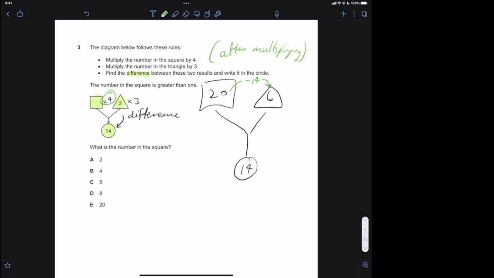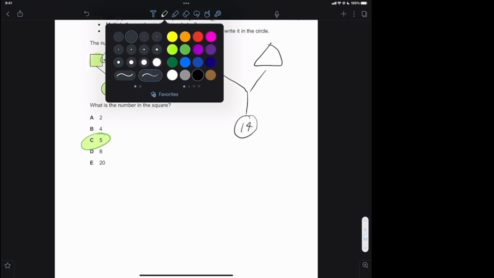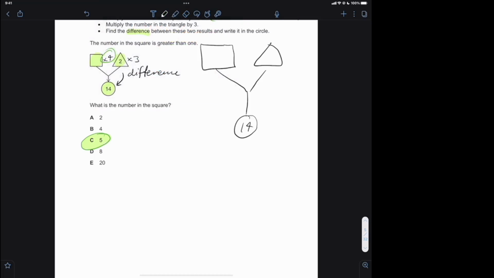That's right, 5. So the answer is going to be 5. But with these kind of questions, you can always check each answer to see if it works, right? So let's just check our answer to make sure it works, and I can show you. You can do this if you're not sure how to work backwards.